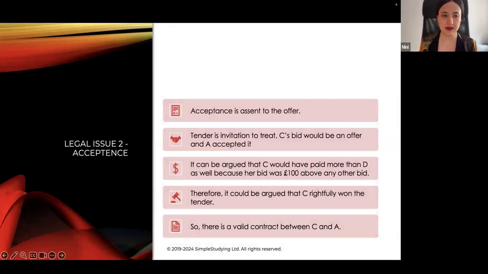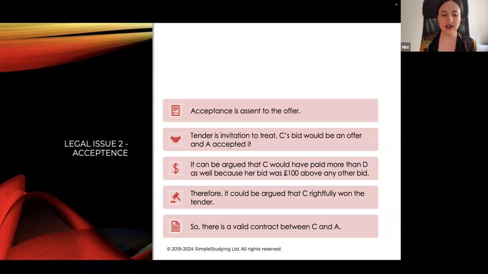Legal issue, acceptance. So this is the second legal issue. After offer and invitation to treat, you have to talk about acceptance. Acceptance is consenting, like assenting to the offer. Tender is an invitation to treat, as we said already, and C's bid, the third person, C's bid, would be an offer and A accepted it.